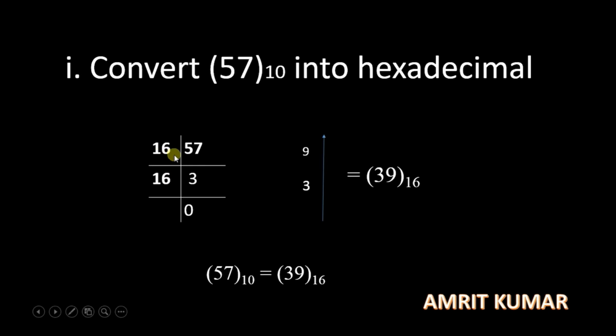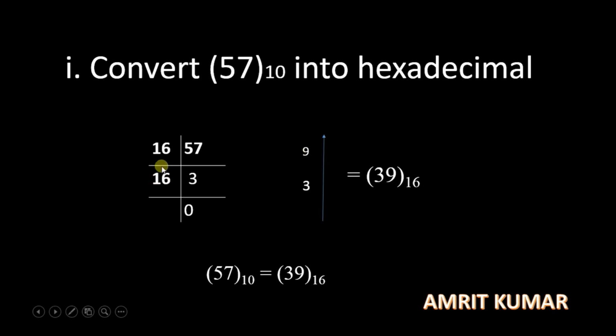So here we are just dividing. We have to convert this decimal number into a hexadecimal number, so we will divide this decimal number by the base of the hexadecimal number, that is 16 here. You are seeing here that this is the base of the hexadecimal number. After dividing the 57 by the base of the hexadecimal number, we get the quotient 3 here and the remainder 9 here.